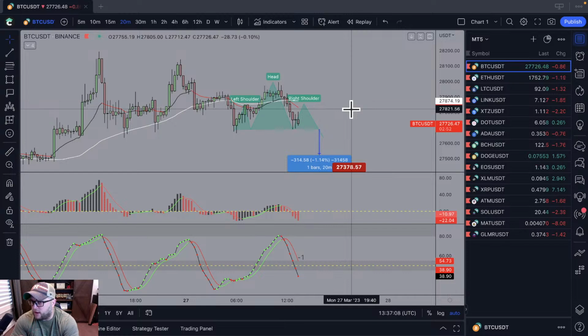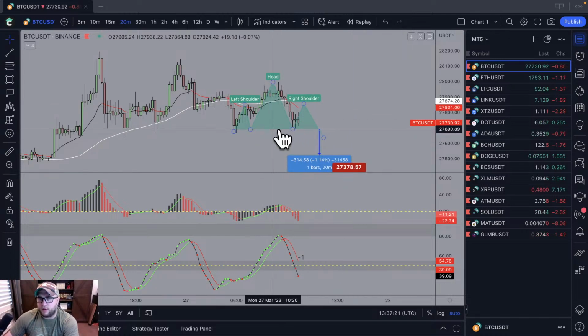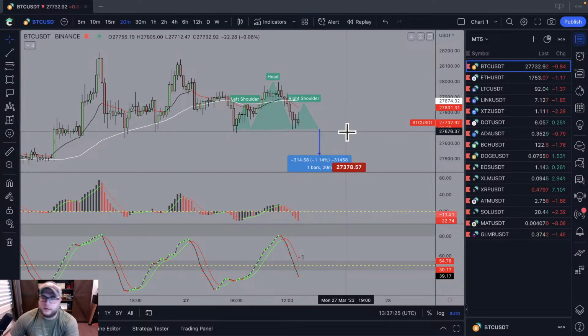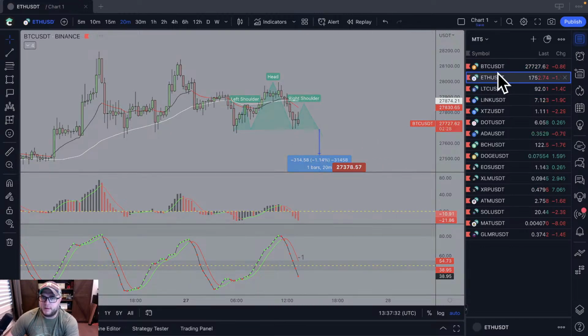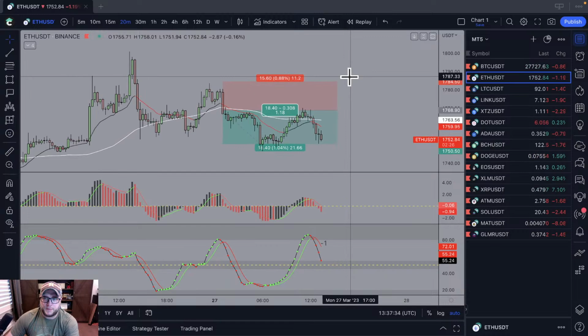I do that sometimes, but most of the time, if it doesn't get to my target, I don't go in. I'll just wait for the next one. And if I do miss my original target, I wait for the next entry, and that next entry is going to be when it breaks down below this neckline and retests that neckline. So that's what we're waiting on. But if it does touch that EMA, yeah, that's pretty good.